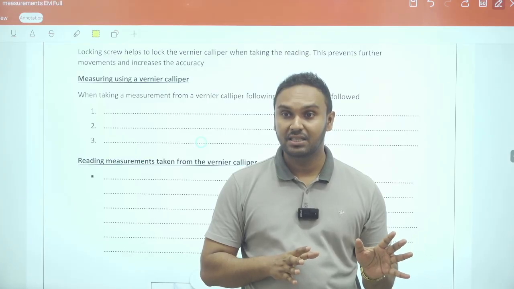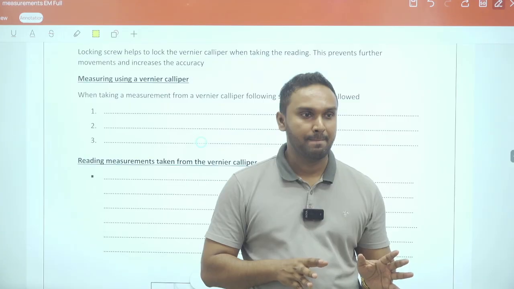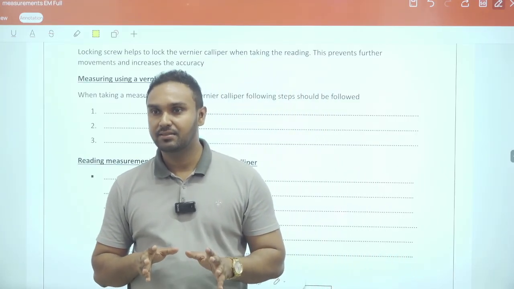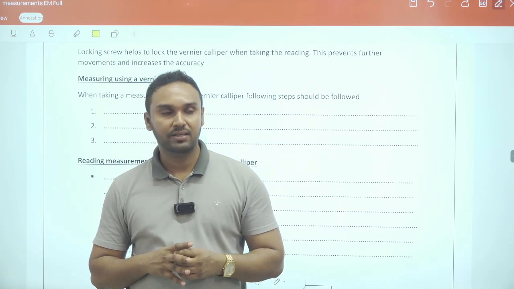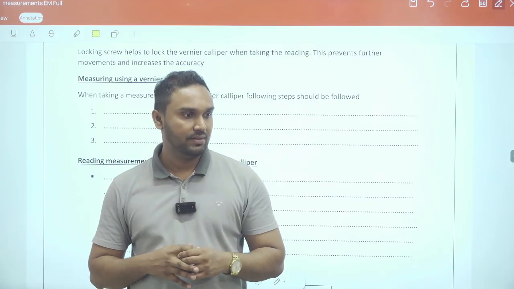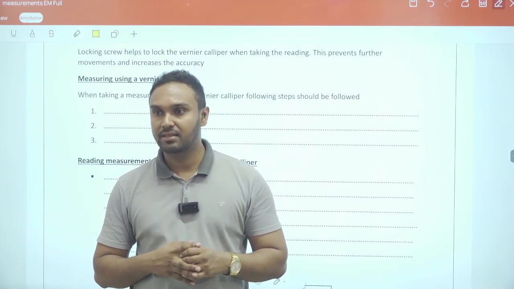You have to measure the least count. How do you measure the least count? You have to check the number of vernier lines aligned with the main scale lines. Now tell me how many vernier lines are aligned with how many main scale lines in your vernier?